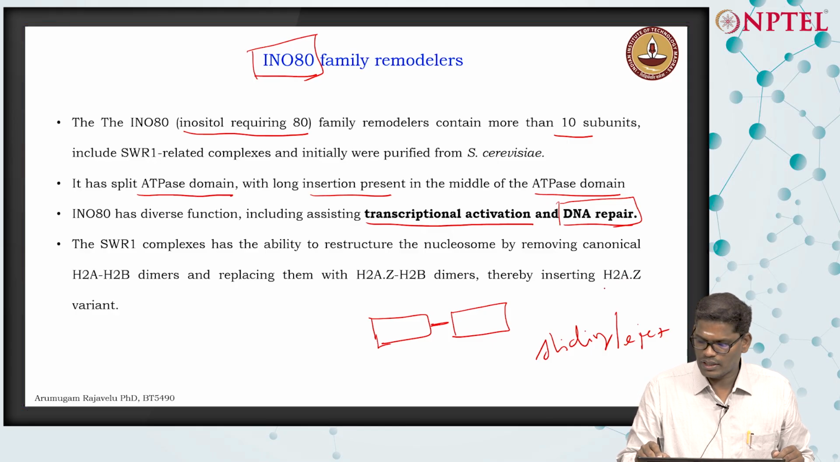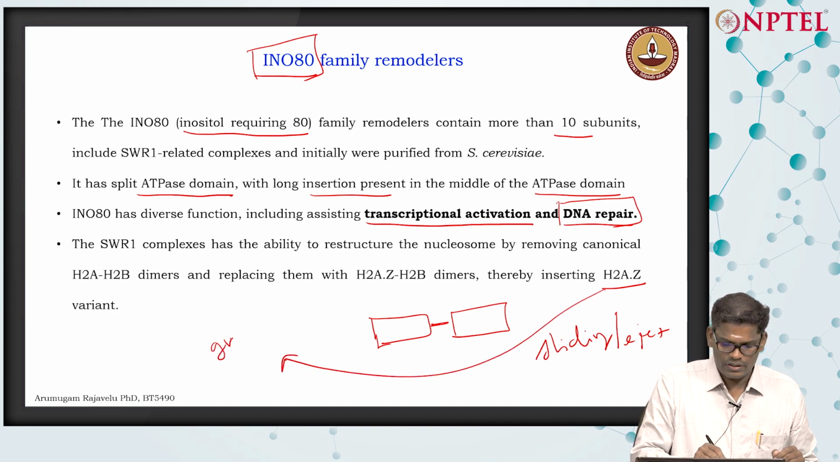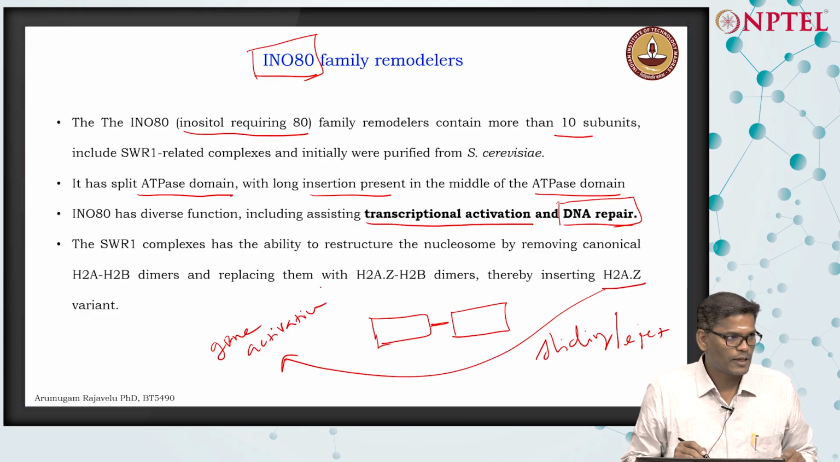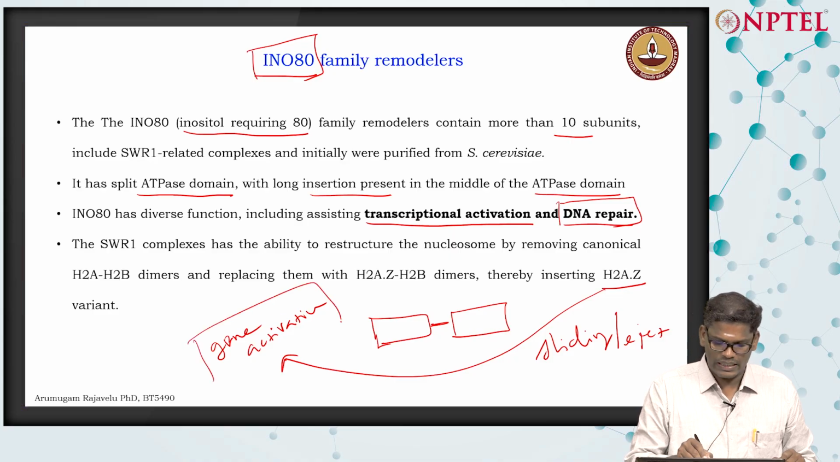it does it at 2 levels. One is H2A.Z. Do you remember I said H2A.Z is a variant for gene activation. So with histone variant replacement, it directly helps to insert this histone H2A.Z variant, which is a marker for gene activation.